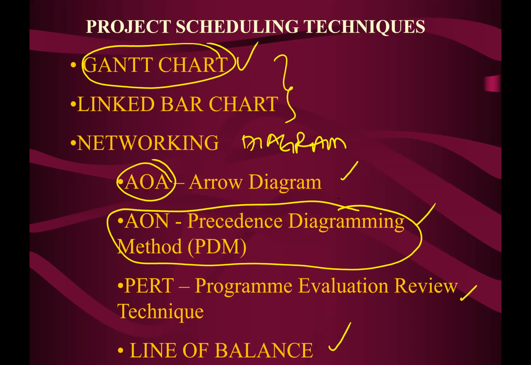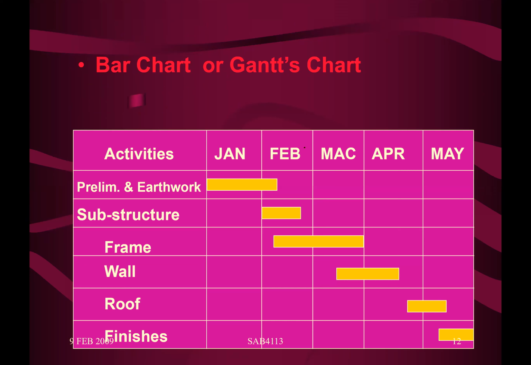So this is the one that you should be well versed in, because it will appear again and again in your assignment or even test or even exam. This is an example of a bar chart or Gantt chart. The proper name actually is Gantt chart, taken after Henry Gantt, who invented it. But sometimes people say bar chart. Why? Simply because we draw bars.